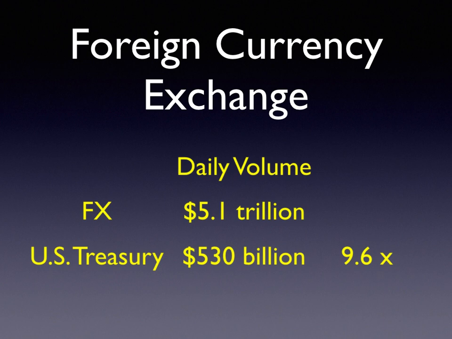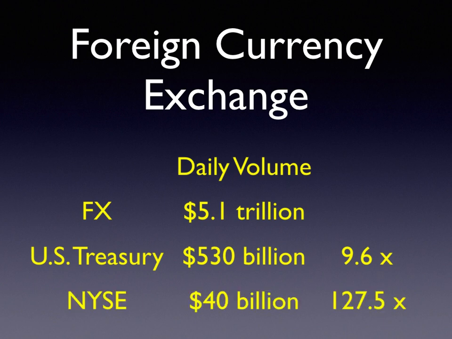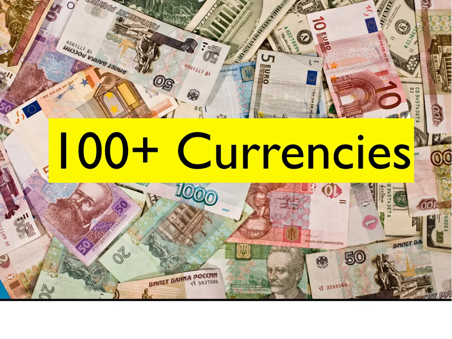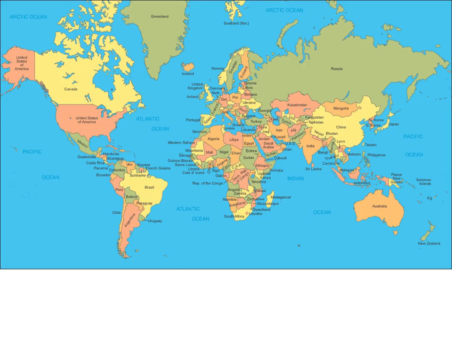Treasury market. If we look at the New York Stock Exchange, how much volume of stock is traded every day? It's about 40 billion. So the FX market is over 127 times larger than the stock exchange on a daily basis. So it's a huge market. There are over 100 different currencies that get traded in this market. The major trading centers are located in London, New York, and Tokyo.